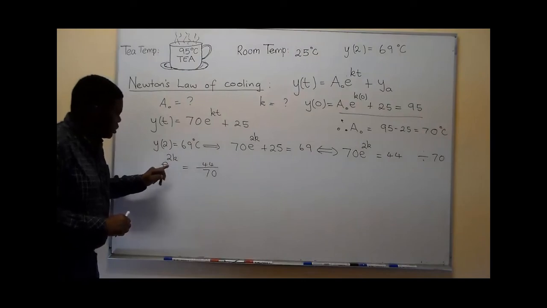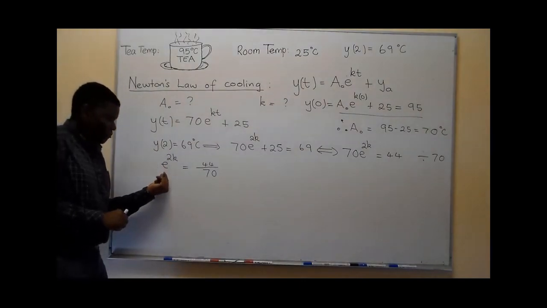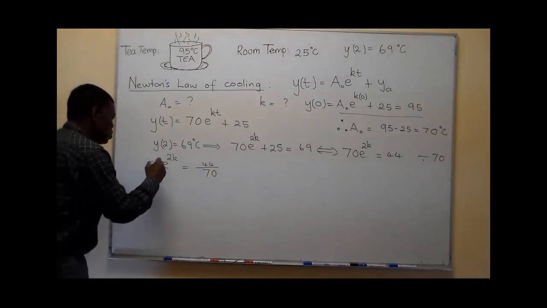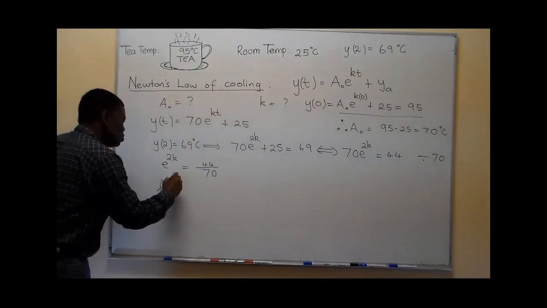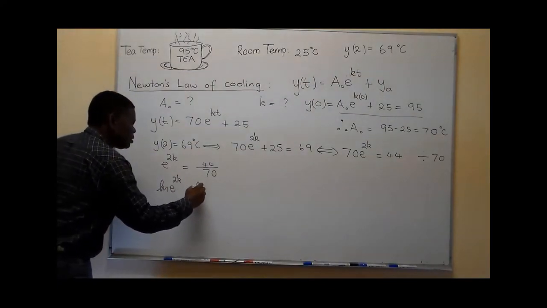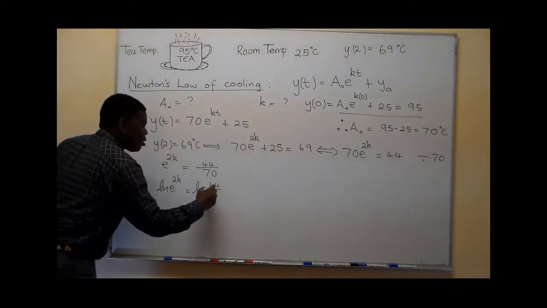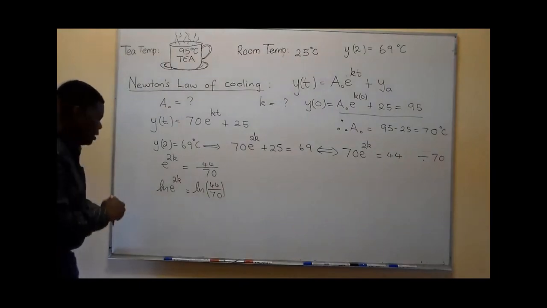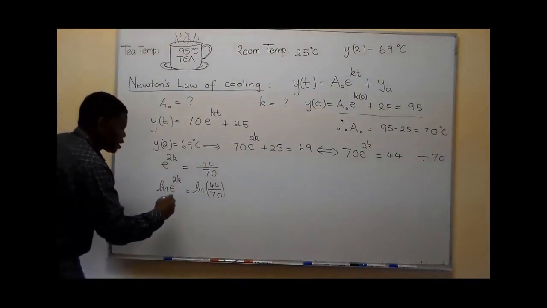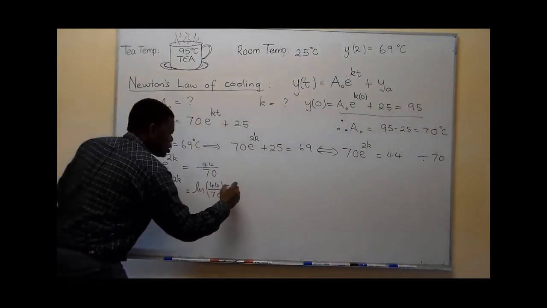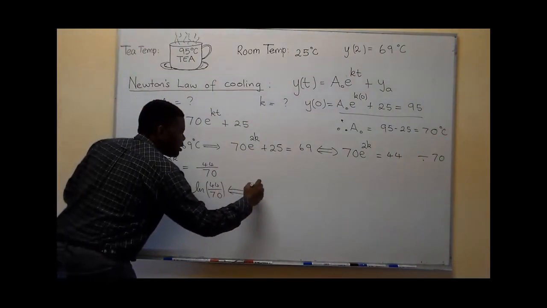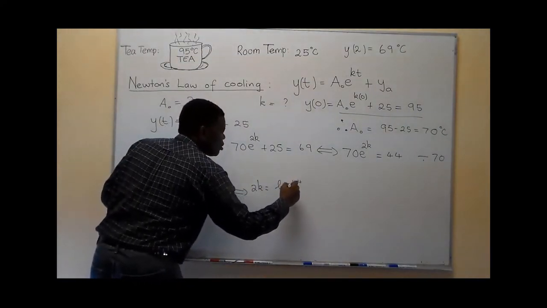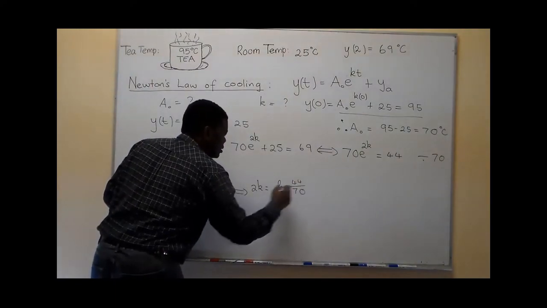So now, having a k exponent here, we need to appeal to the inverse function to the exponential function, which is ln. Then applying ln on both sides, we are going to have ln e to the power 2k is equal to ln 44 over 70. And then this is equivalent to saying that 2k is equal to ln 44 over 70.